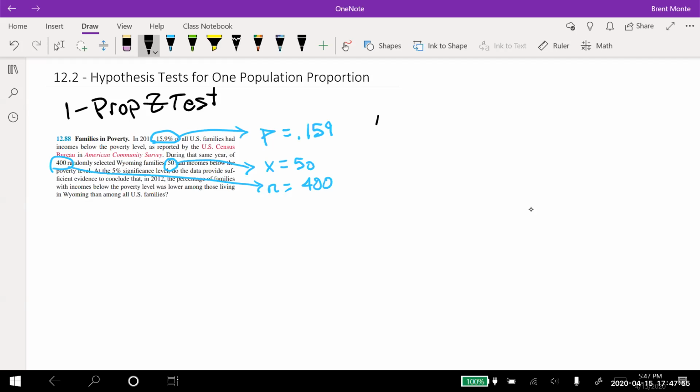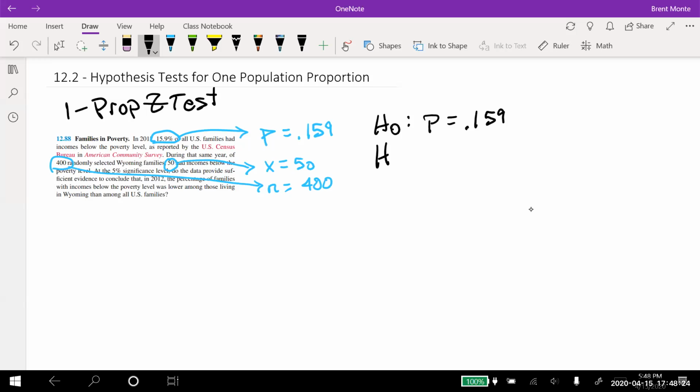So my null hypothesis is going to be P. Notice it's not mu because we're not testing a mean. It's a proportion, P, and it's not P hat. We're not testing the sample proportion. We're testing the population proportion. So the null hypothesis is that the population proportion in Wyoming is equal to the same 0.159 that it is nationally.